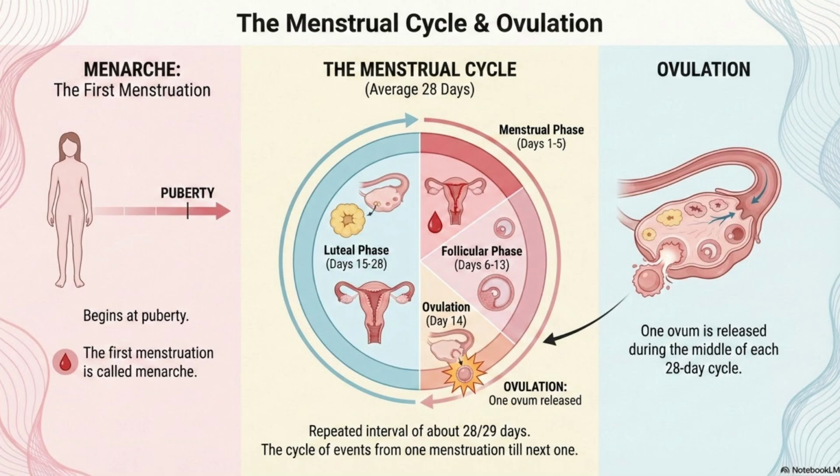So this is the average, which means the cycle duration can be more also and can be less also. In NCERT the average is given, that is 28 to 29 days. Then in this we'll be having some phases.